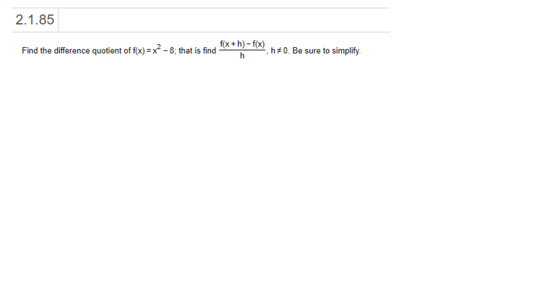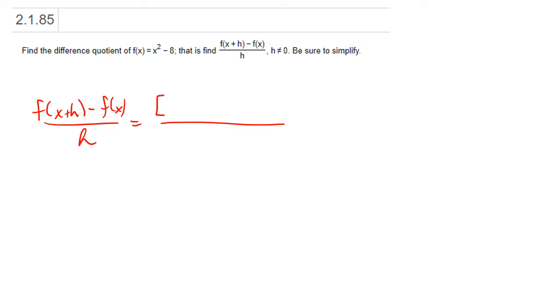Almost identical to the last problem, we're going to compute a difference quotient. However, we have a slightly more complicated problem here. So we're going to compute f of x plus h minus f of x and divide this all by h. However, the function is no longer 4x plus 8 as it was in the previous problem. Now it is x squared minus 8.